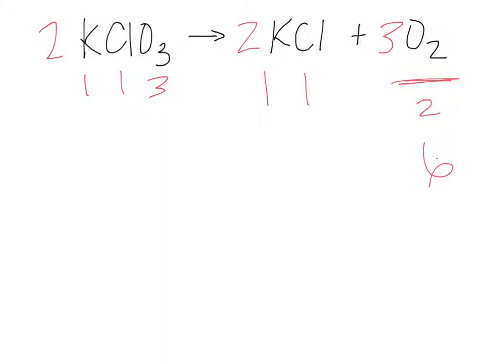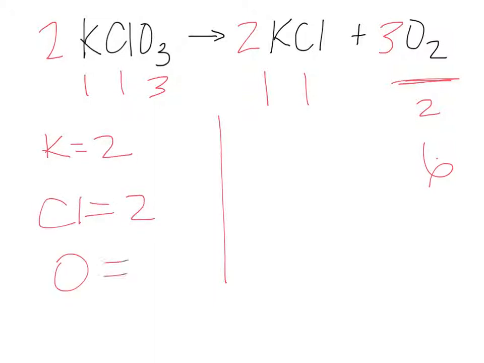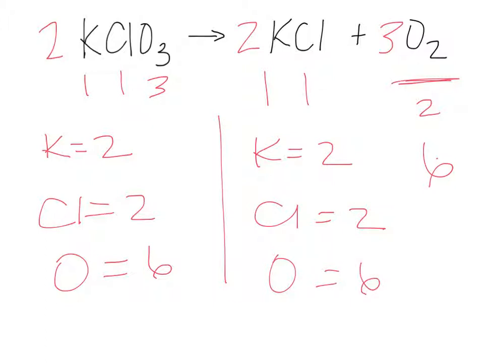And then the work I expect to see is that on this side of the equation, we have 2 potassiums, 2 Cl, 6 oxygens. And then on this side, we have 2 K, 2 Cl, and oxygen is 6. They all match up, so we're good, we can move on to the next problem.